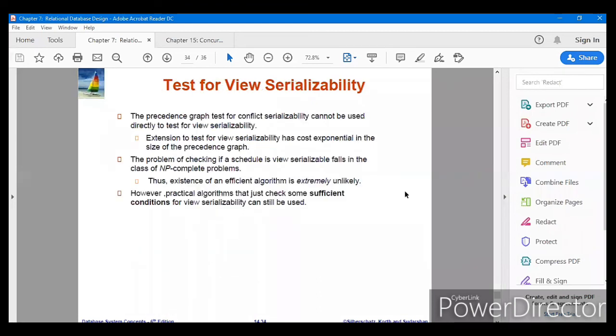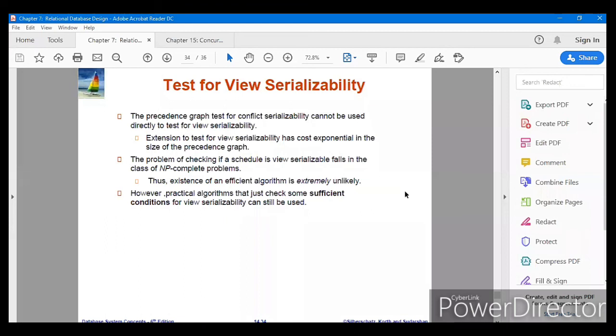So how to test view serializability? The precedence graph test is for conflict serializability. That cannot be used directly to test view serializability. Whatever precedence graph we used was to convert the schedule into a conflict serializable schedule. But as we said earlier, every view serializable schedule cannot be converted into a conflict serializable schedule. Hence, the precedence graph test would not work here.